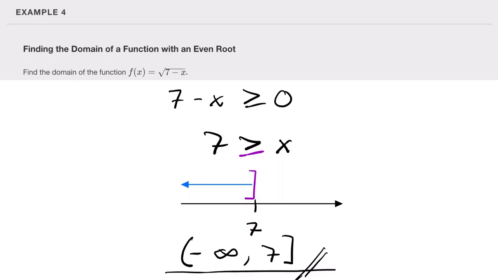Okay. So we got from negative infinity up to 7 with a square bracket. Yes, that's correct.